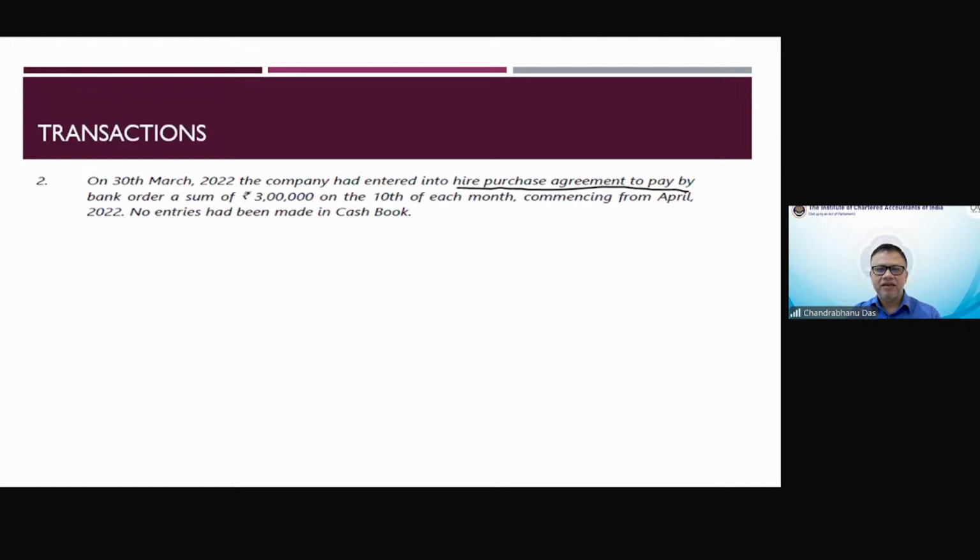Transactions. Say there is a hire purchase agreement. No entries have been made in the cash book. Here you can see on 30th March 2022, the company has entered into a hire purchase agreement to pay by the bank. They order a sum of rupees 3 lakh on the 10th of each month, commencing from April. No entries have been made in the cash book. This is like a banker's standing instruction. So from April the payment started on the 10th of each month.